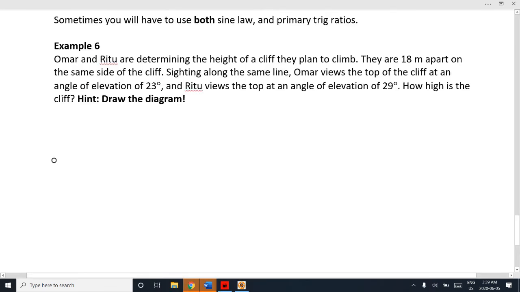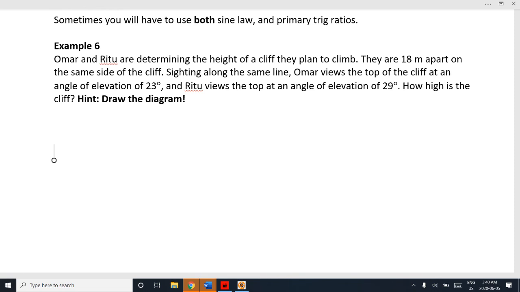Sometimes you'll have to use both sine law and primary trig ratios. Example 6. Omar and Ritu are determining the height of a cliff they plan to climb. They are 18 meters apart on the same side of the cliff. Sighting along the same line, Omar views the top of the cliff at an angle of elevation of 23 degrees. Ritu views the top at an angle of elevation of 29 degrees. How high is the cliff?